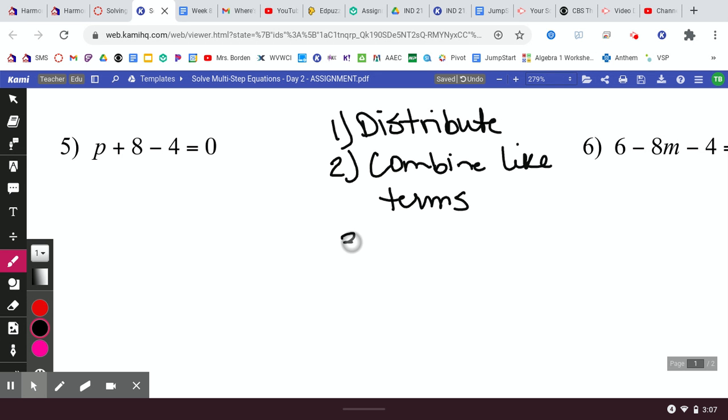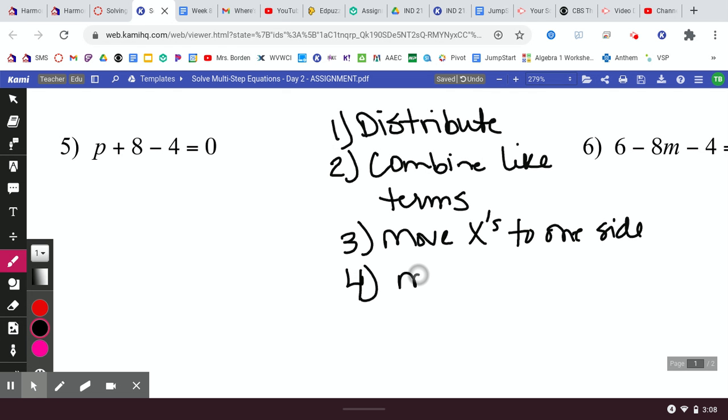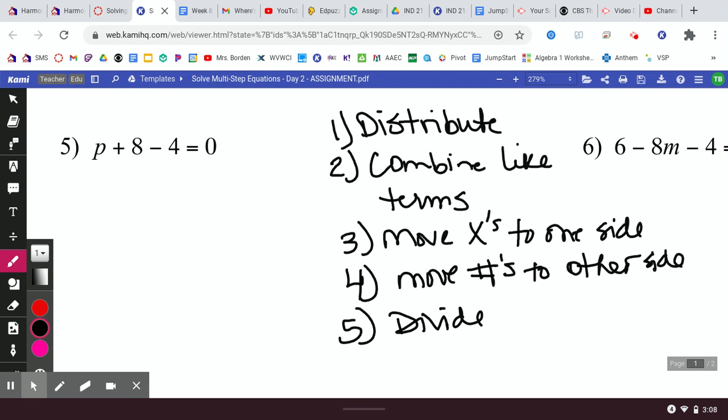And then step 3 is to move, now I'm going to be lazy here and say your x's. It could be x's, m's, p's, t's, whatever the variable is. You're going to move all your variables or all your x's to one side. And then the next thing you're going to do is move all of your numbers to the other side. And then, if needed, divide the number off of your x or your variable, okay?